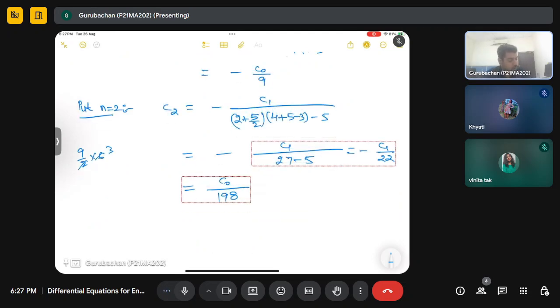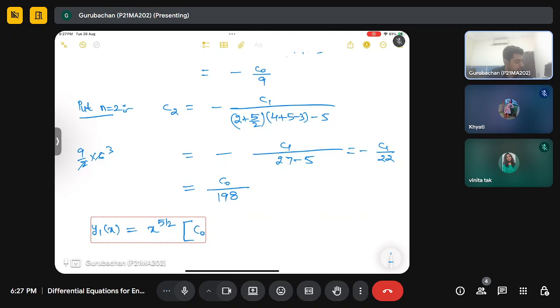Now you calculate C0 and C1, C2. You have calculated. In a similar fashion, you can calculate C3 and C4. So I'm explicitly writing y1(x) to be x to the power r1, that is 5/2, and the series was starting from C0 plus C1 x. What is C1 x? Minus C0 by 9 x plus C0 divided by 198 x square minus, and so on.